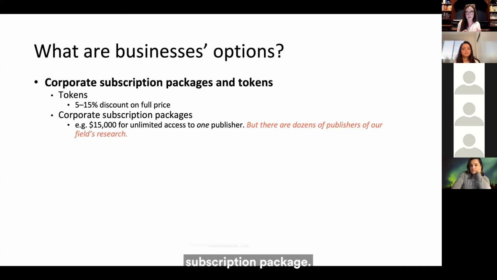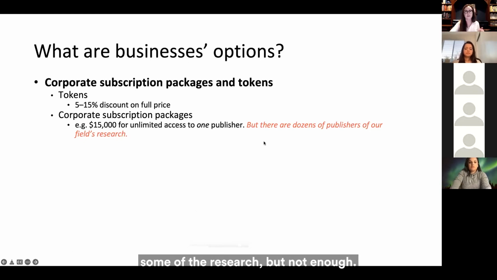Another option is a corporate subscription package. Some publishers offer this. For example, it often looks about like $15,000 per year for unlimited access to one publisher, like unlimited access to Elsevier, for example, which, okay, for some of the bigger businesses in our field, that's not too big of a deal. However, the other thing to keep in mind is there's dozens of publishers of our field's research. So a $15,000 fee actually doesn't get you very much at all. It gets you some of the research, but not enough.